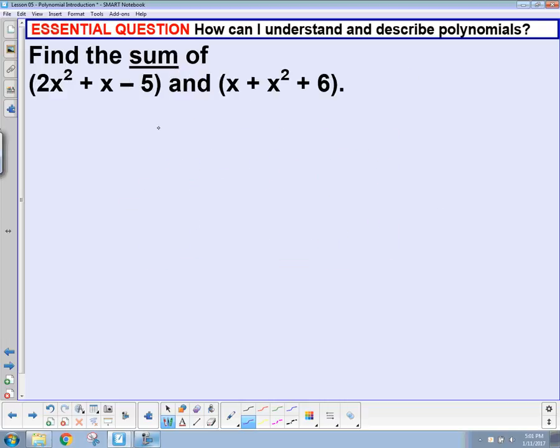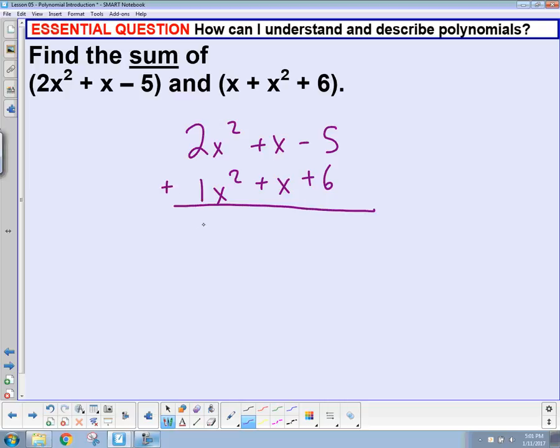Again, stack it, and if you want, you can pause the video so you can try it out yourself. But first, we're going to stack it. 2x squared plus x minus 5, x squared plus x plus 6. Again, we're adding all this, so there's understood to be a 1 there. 2 plus 1 is 3x squared. There's a 1, there's a 1, so that's plus 2x, and negative 5 plus 6 is just a 1.